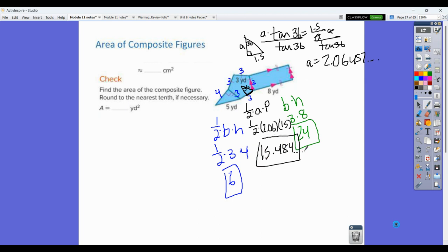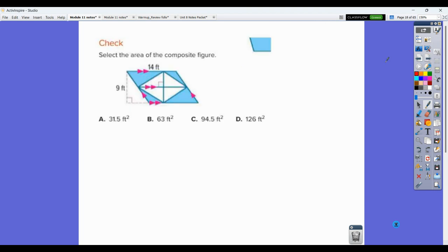And all you're doing in this case, for area of a composite figure, is adding. Just add those together. So take the number in your calculator plus 6 plus 24, and you would get a total of 45.484. Rounded to the nearest tenth, that should be 45.5 yards squared. So that's your area of your composite figure there. Now we happen to do 2 pentagons, but we don't always get a pentagon, so just remember that. We can use that same formula for other figures here.